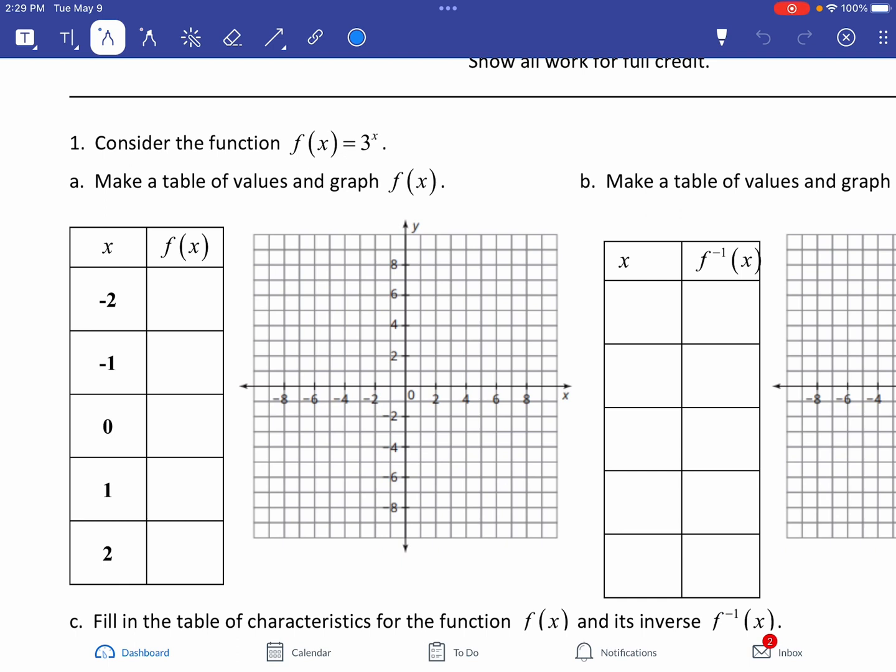I'm going to make a table of values and then graph it. So if I put negative 2 in for the x, I'm going to get 1 over 9. If I put negative 1, I'll get 1/3. 0 is 1. 3 to the first is 3. And 3 squared is 9. I'm not going to do all those points. I'm just going to do the ones that are easily found. I can do the 1/3 because I kind of guess it. I got 0, 1. I got 1, 3, and 2, 9. So this is going to look like this.